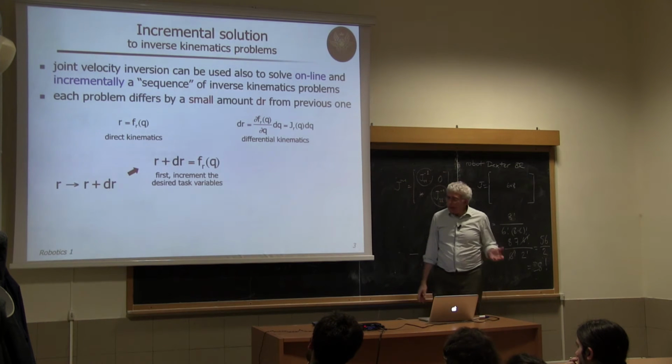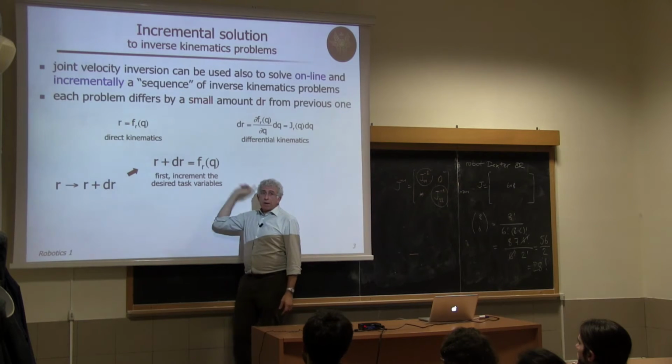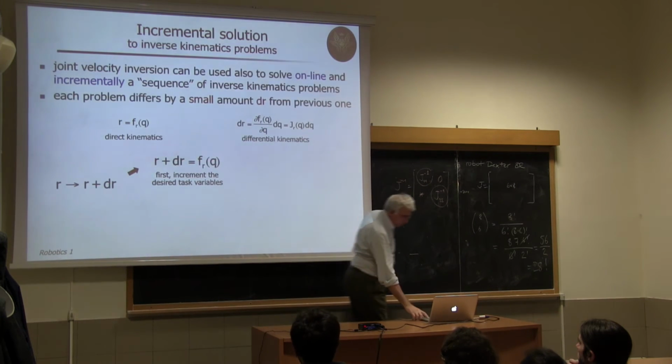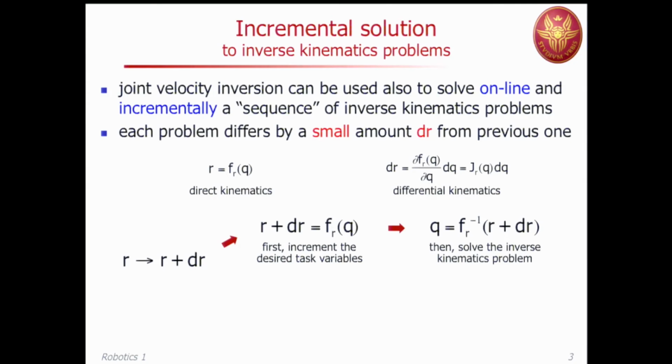One is, okay, this R plus delta R is a new R. I don't care if it's close to the previous one. I have a closed form solution, so I have a function that solves the problem. So I apply this, and I find the new Q, which is the inverse kinematic solution for the new position. This is what we would do if we don't know that there was a closed solution before.